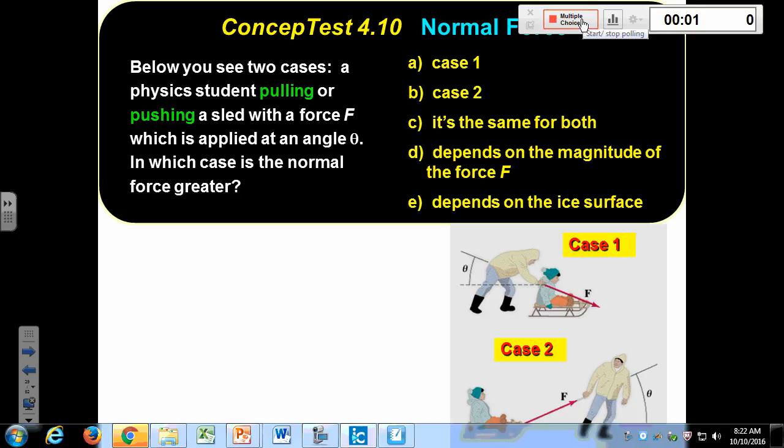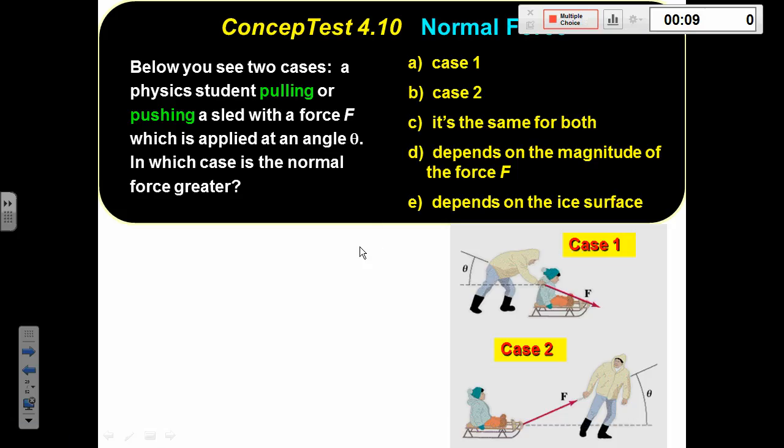Below you see two cases, pulling or pushing a sled with a force F. In which case is the normal force greater? In case 1, case 2, or is the normal force the same for both, or does it depend on other factors? So in case 1, I'm pushing down like this. In another case, I'm pulling up like this. I want to know when the normal force is greater.